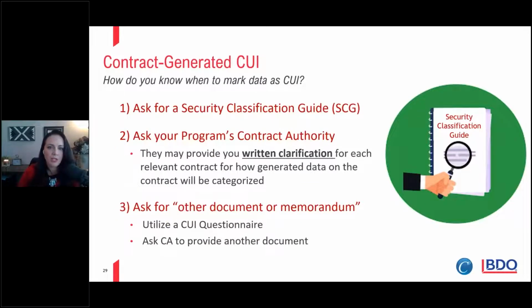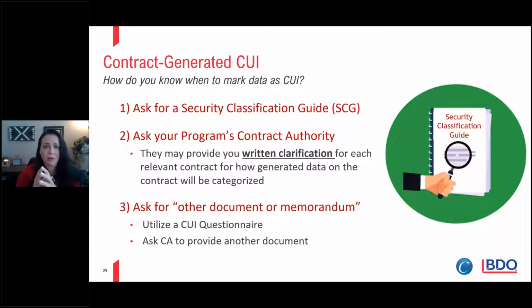So contract-generated CUI, how do you know? Where do you start to ask those questions of, hey, contract officer, what is associated with this contract? What categories of CUI are we processing? How do we mark it? How do we label it? How do we know? So number one, first step is ask for a security classification guide.